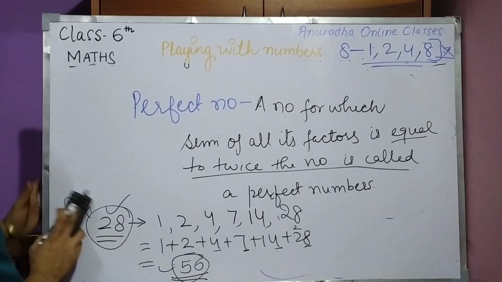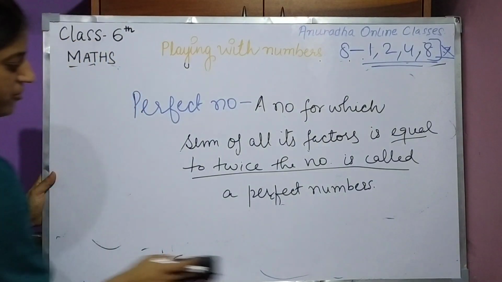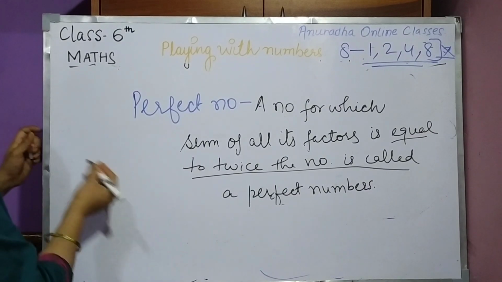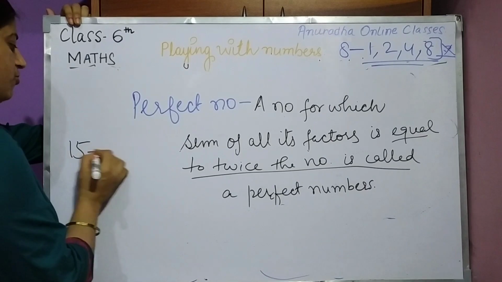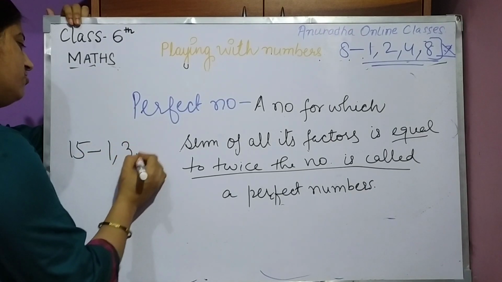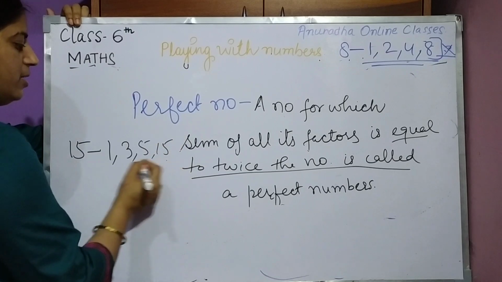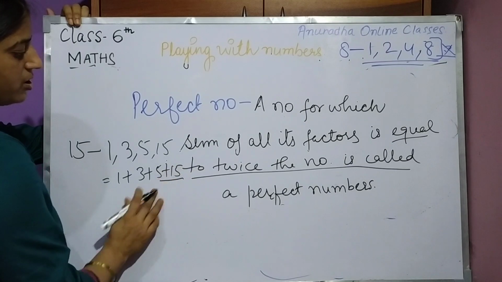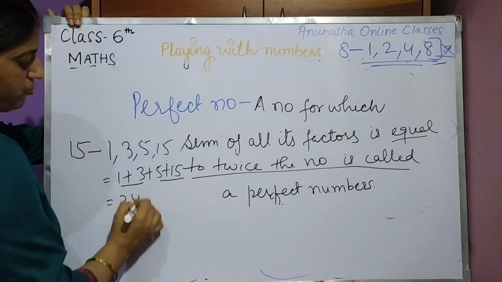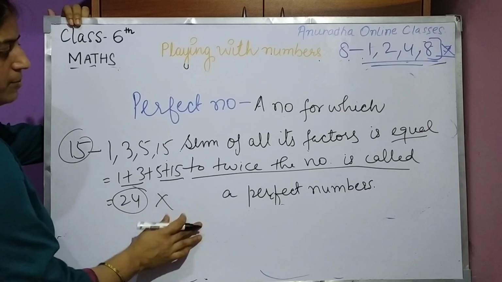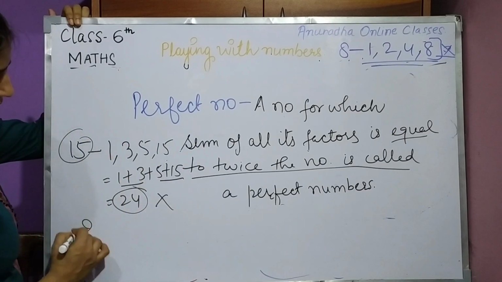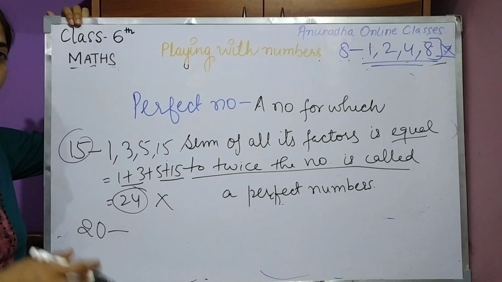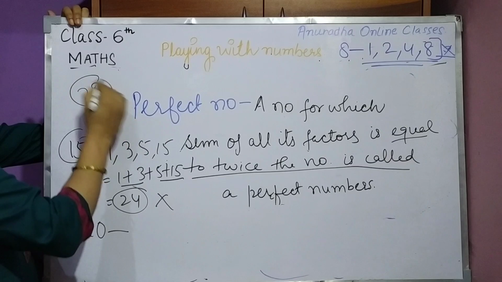Now let us see another number. Suppose I have taken 15. What are the factors of 15? 1, 3, 5 and 15. Add up: 1 plus 3 plus 5 plus 15 is 24. Is it double of 15? No, this is not a perfect number. Take any other number like this, you have to find whether that number is a perfect number or not. So we get one perfect number, that is 28.